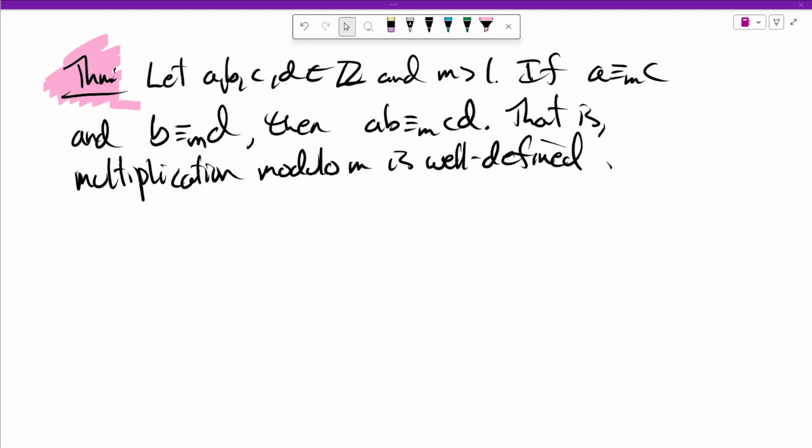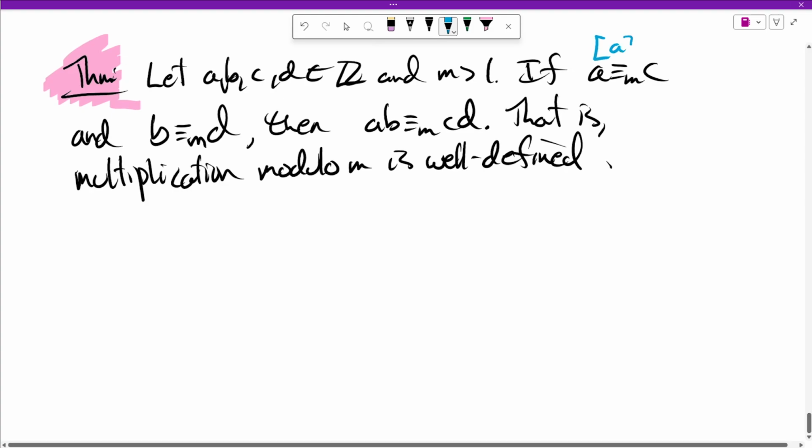Our next theorem is going to show that the operation of multiplication modulo m is well defined. Namely, if we have two elements that are congruent modulo m, so again, this tells us that the equivalence class of A is the same as the equivalence class of C, and we have another two elements that are equivalent modulo m, so the congruence classes of B and D are the same, then the conclusion of our theorem is that the congruence class of AB is the same as that of CD.